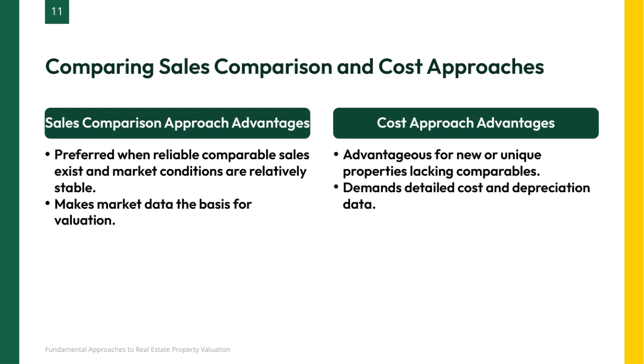On the other hand, the cost approach is most beneficial for new or unique properties where comparable sales are hard to find. It requires detailed information about the construction costs and any depreciation, making it particularly helpful when estimating value for properties that don't have similar ones recently sold nearby. So, each approach has its ideal scenarios depending on the type of property and market data available.